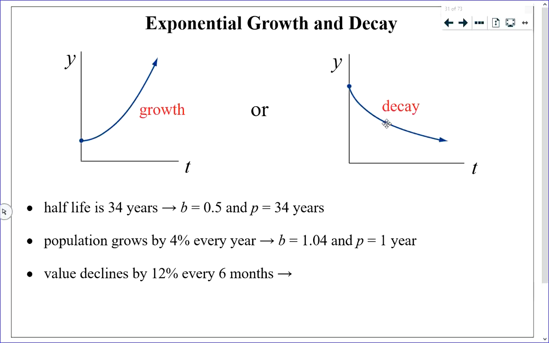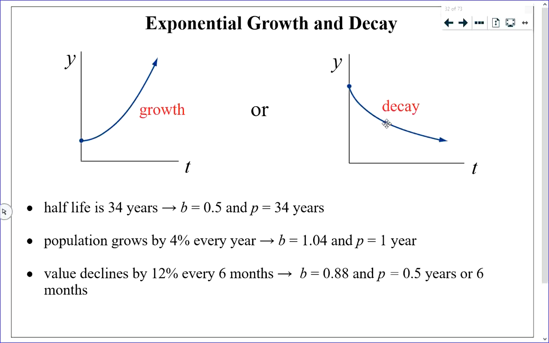If I have a value, it could be a value of anything. It could be a value of a recently purchased vehicle, and it's declining by 12% every 6 months, then that means you start off with 100% at the beginning, and if we lose 12% from 100%, that takes us down to 88%. 100 minus 12 is 88. And 88% means 88 over 100, which means B is 0.88.